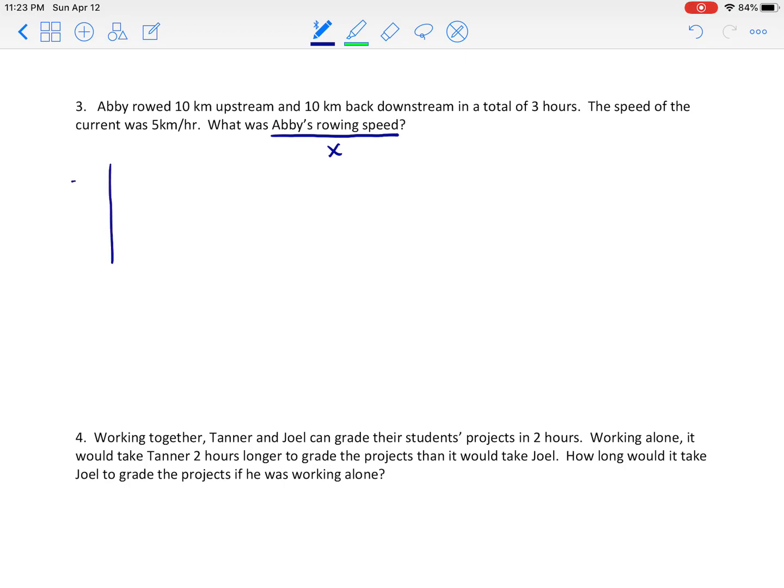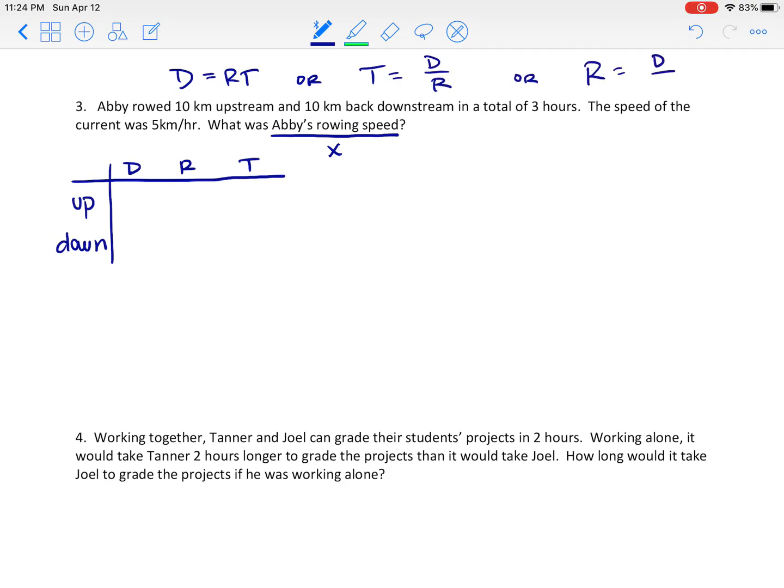If you remember, we set these up by making a table where we put in distance, rate, and time for, in this case, each trip. One trip upstream and then another trip back downstream. All right, then we're going to fill it in and decide which version of the formula we were going to use, right? It was distance equals rate times time, or time equals distance divided by rate, or rate equals distance divided by time, depending on what we're given, okay? So let's fill in our information.